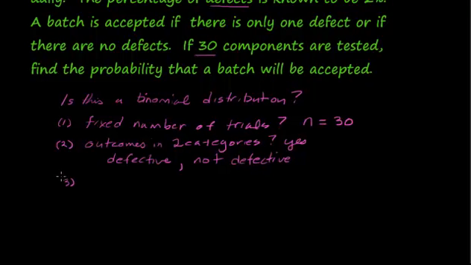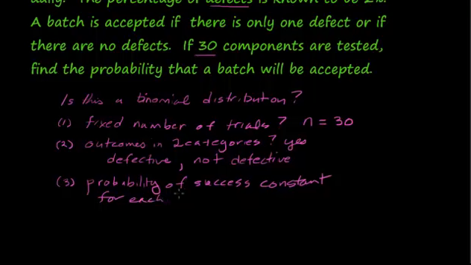Number 3. Is the probability of success constant for each trial? Yes, they told us the probability of a defect, which is going to be a success, finding a defect, is 2% or 0.02.